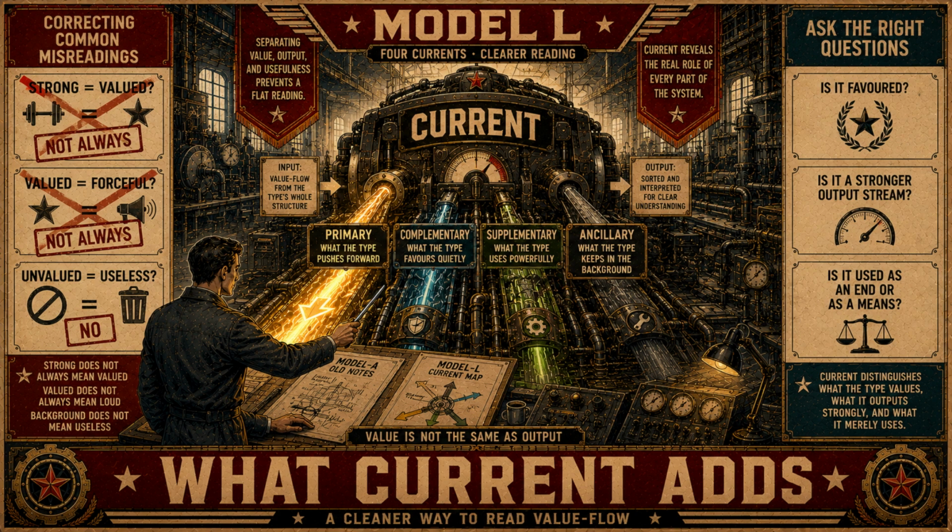And we might assume that an unvalued function has no real role. But ancillary current shows that even background utilities still help maintain the system, so current helps us avoid a flat reading of valued and unvalued functions. It lets us ask a more precise question. Is this function part of what the type favours, and is it part of the stronger output stream? Once those two questions are separated, the structure becomes much clearer. Primary shows what the type pushes forward, complementary shows what the type still favours quietly, supplementary shows what the type uses powerfully, ancillary shows what the type keeps in the background. That is the practical value of the four currents.